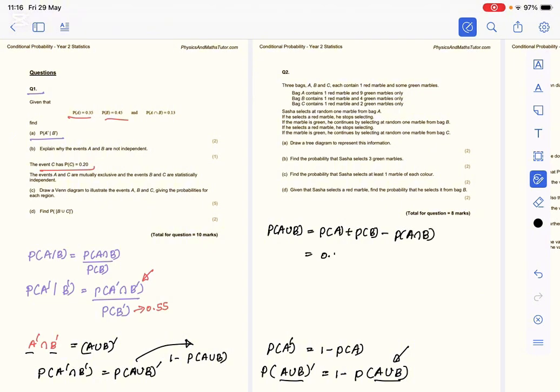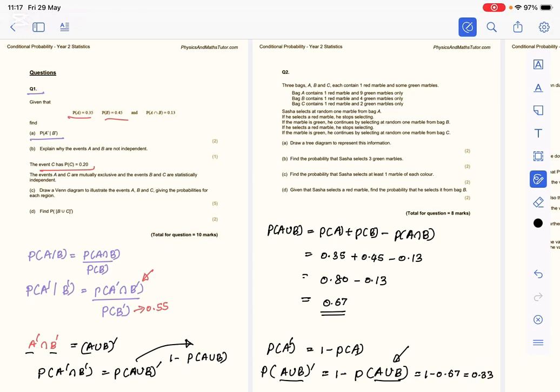So this is 0.35 plus 0.45 minus 0.13. 0.80 minus 0.13, so the answer for this one is 0.67. We got probability of A or B, not the probability of A or B dash. Now to get that, substitute the value, 1 minus 0.67, so you will get 0.33.